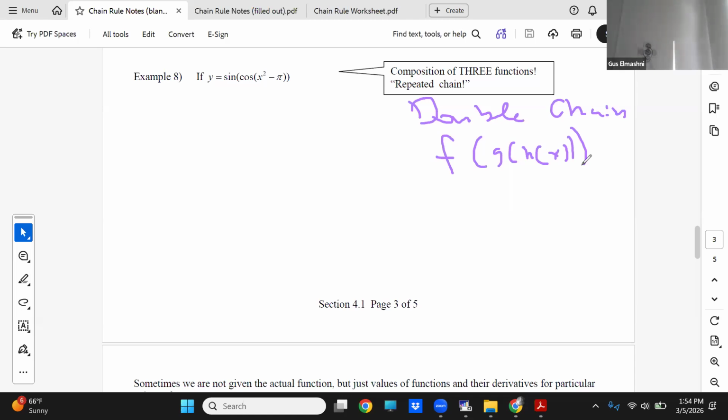So this is alphabets. So F, G, H. So think like that, if you want a visual, right? So here's what's going to happen. X squared minus pi, that's in your H. Cos, that's in your G. Sine, that's in your F. So Barry Bonds, Arizona State, the Pirates, San Francisco Giants. Inside, outside. So here's how it's going to go.